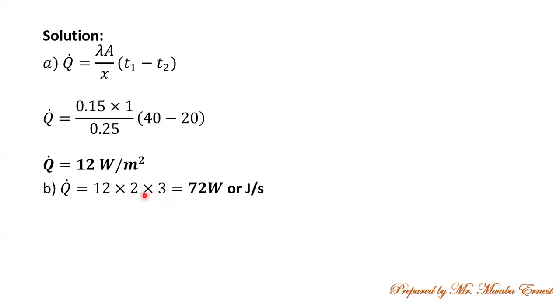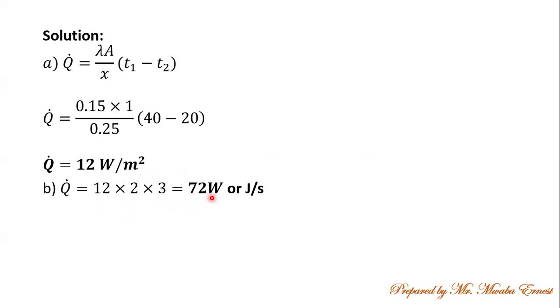Because this last part is representing the area. The dimensions are like length by width according to the way they were presented. So then the 2 times 3 comes in. So when you multiply 12 times 6, here's your answer, 12 watts, or 12 joules per second. We are losing 72 joules per second, or 72 watts.